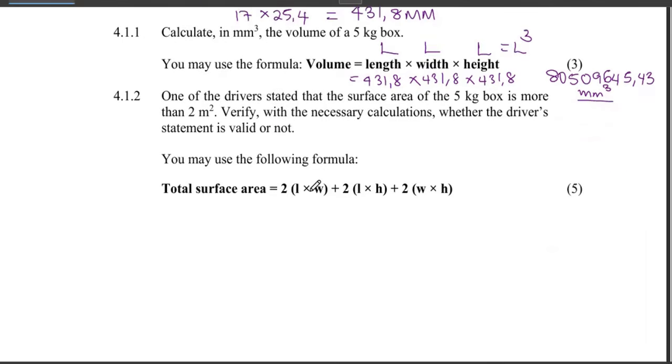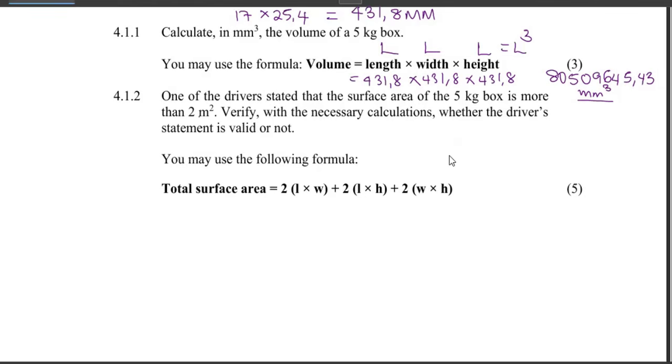We continue to another question that says one of the drivers stated that the surface area of the 5 kg box is more than 2 meters squared. Verify your answer with necessary calculations, whether the driver's statement is valid or not. So what are we going to do? We shall need to substitute into the formula, but remember, these are meters squared. This is what you're proving.